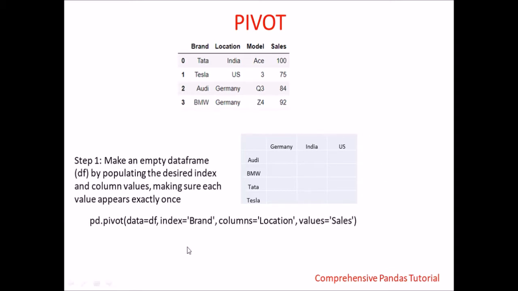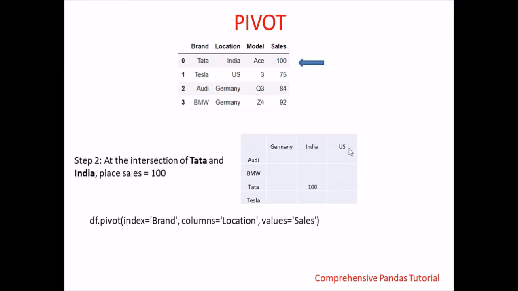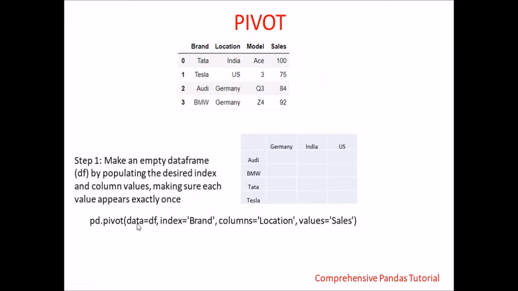Pandas will first make an empty data frame of this sort by sorting all those index levels and the column levels. Now it is time to pivot our data frame. Now pandas will look at the first row. It will see that the brand is Tata, location is India and the sales is 100. So at the intersection of Tata and India, it will place 100. Similarly for Tesla and US, it will place 75 at the intersection. Then for Audi and Germany, it will place an 84 here, and for BMW and Germany it will place a 92 here.